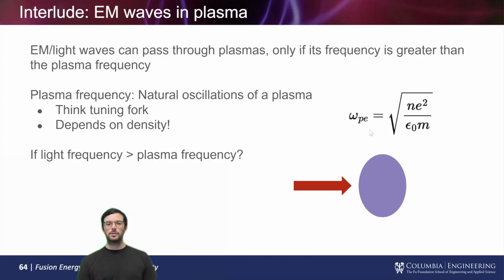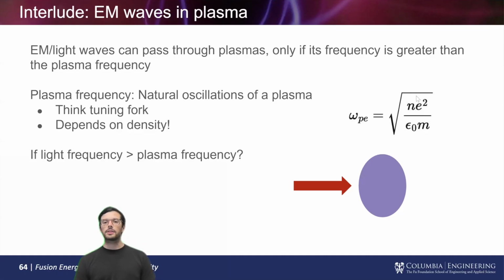So plasmas basically have this natural frequency, which is called the plasma frequency. This is the electron plasma frequency, so this omega is our frequency. And it is essentially the frequency the plasma would have if you could hit it. If you tap your water bottle or a tuning fork, it's just going to vibrate at some natural frequency. This is essentially the natural frequency of the plasma.